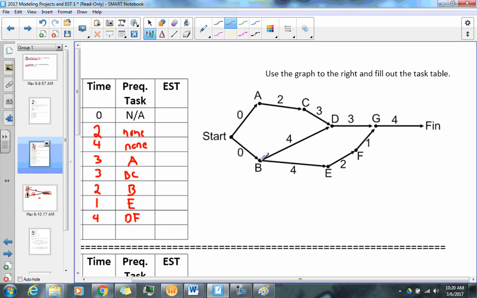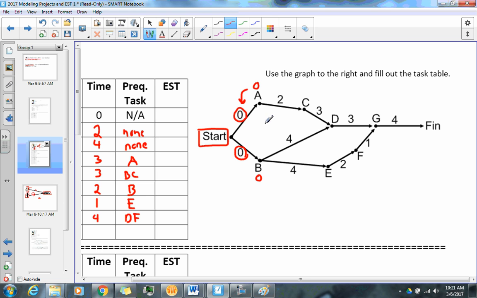Now, you have start. It takes 0, I'm going to call this minutes. It takes 0 minutes to do start. It's instantaneous. So if we were to ask what is the EST, the earliest start time for task A, you would say 0 because it takes 0 minutes to do the start. And the same thing for B, 0.